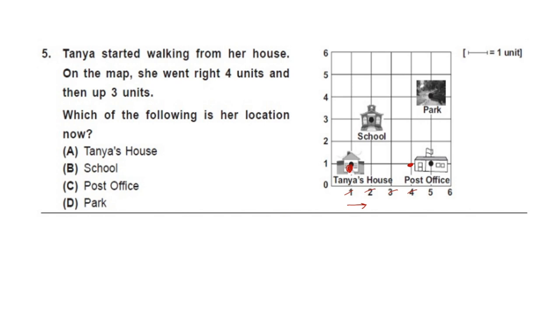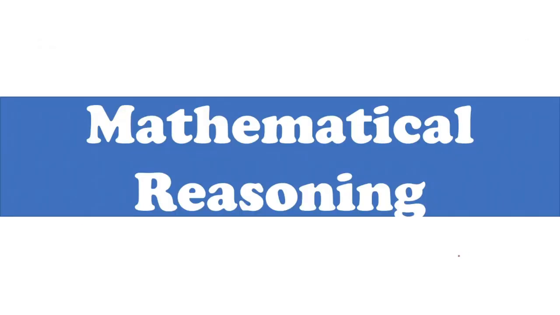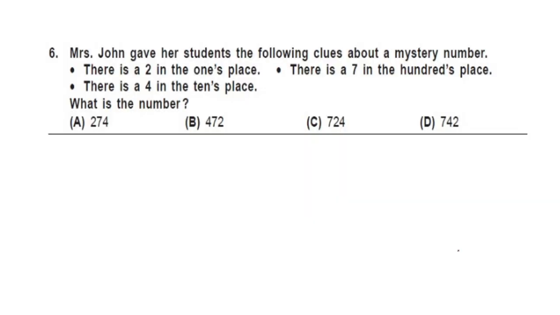And then 3 units up. So, that is 1, 2, 3. So, she is here. So, which of the following is her location? So, she is in front of the park. So, it is the option D, park. Now, let's head to the mathematical reasoning section.